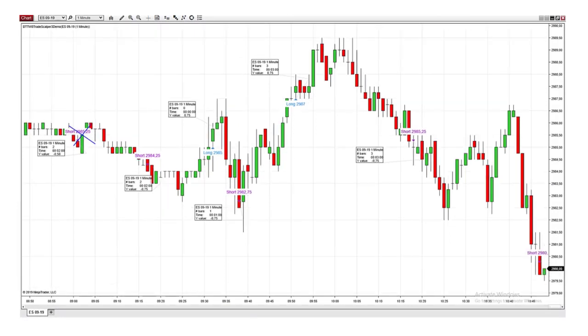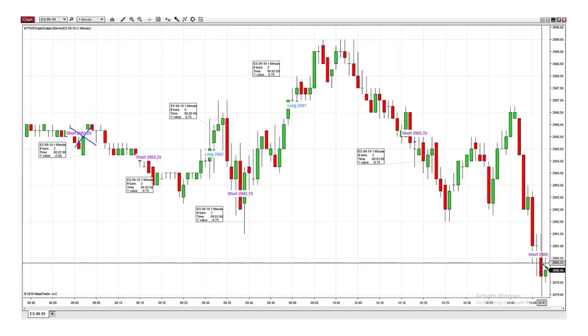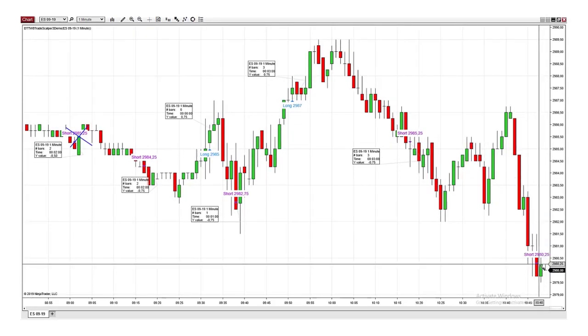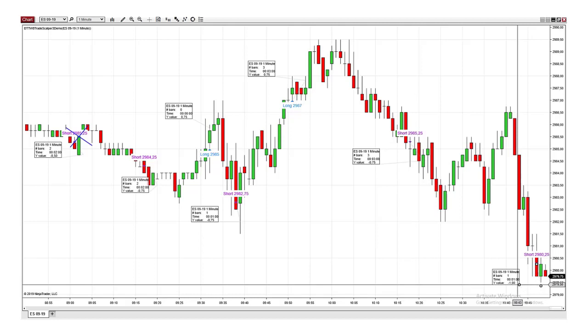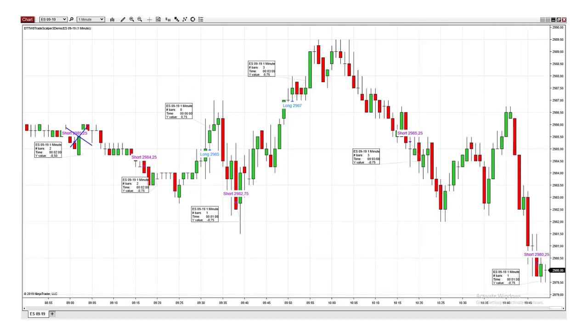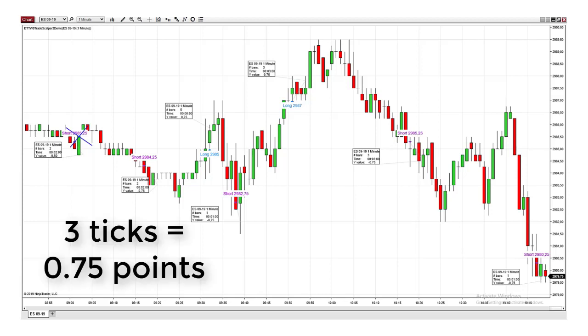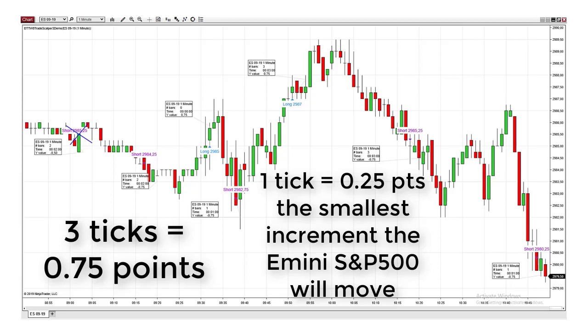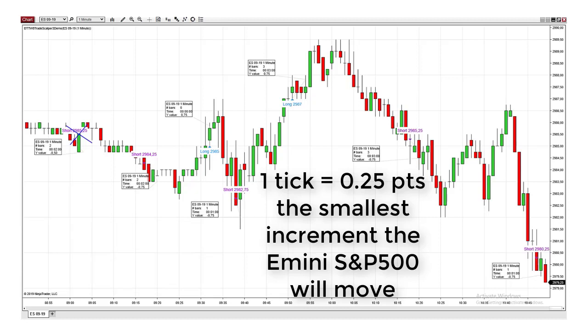Alright, there's our trading signal. The profit target is 3 ticks. And our profit target was hit right there, 3 ticks. That's 3/4 of a point, or 0.75, because 0.25, 1/4, that's the smallest increment of the Emini S&P500.